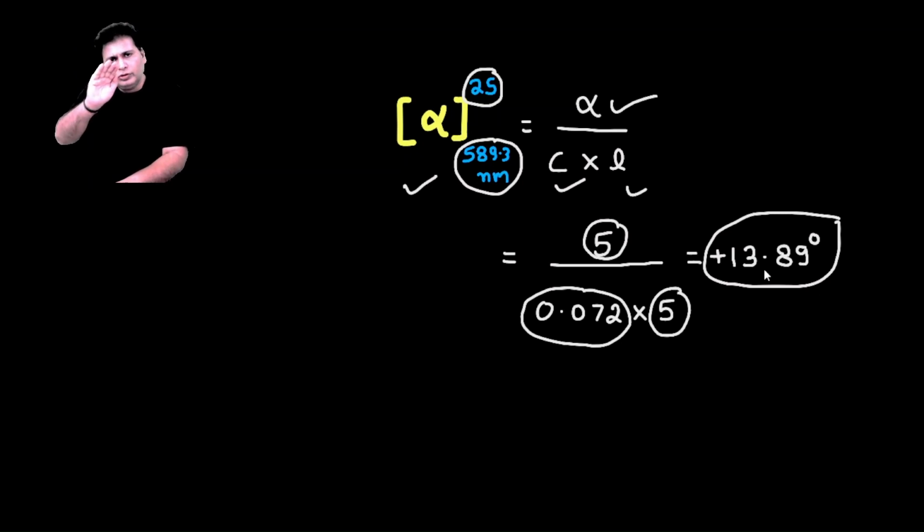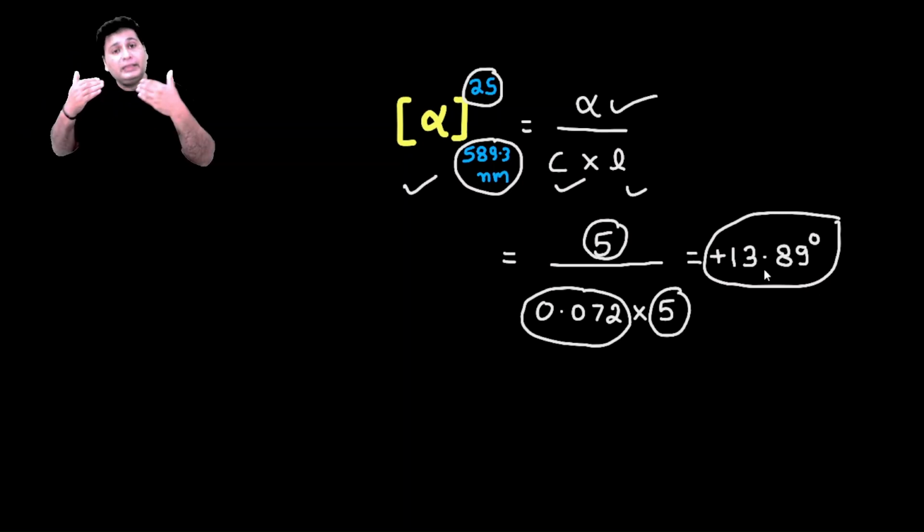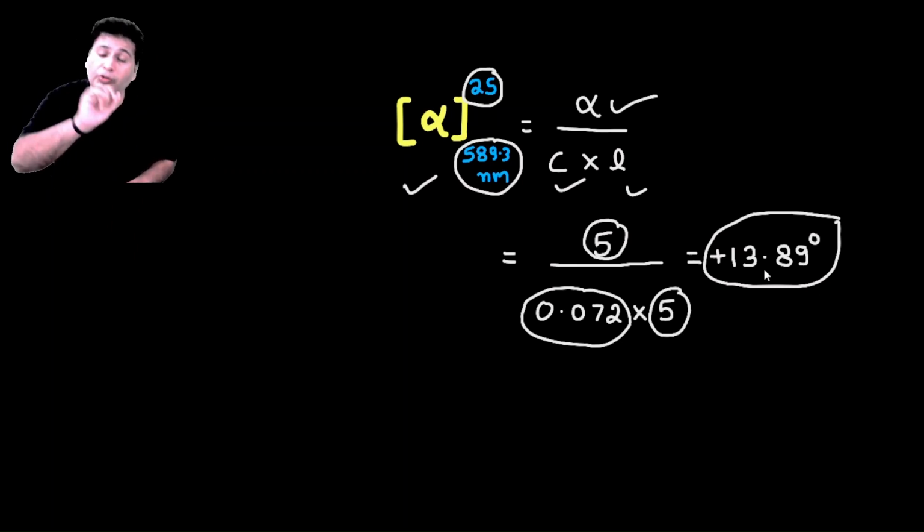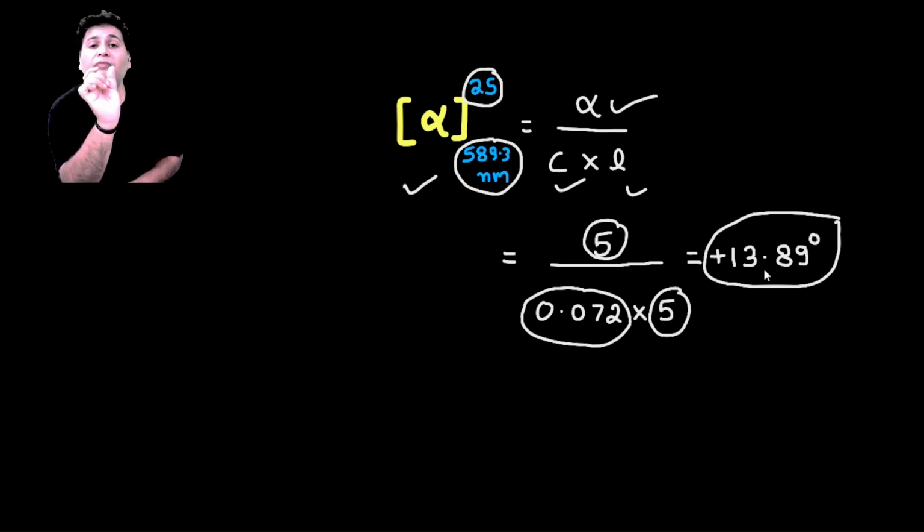So there are basic conceptual details as we have gone through all those things, and there is a formula, and in this formula you have to remain cautious about the units: the concentration must be taken in grams per ml and the length should be in decimeter, and to get decimeter you have to divide the value in centimeter by 10. So that you should keep in your mind.